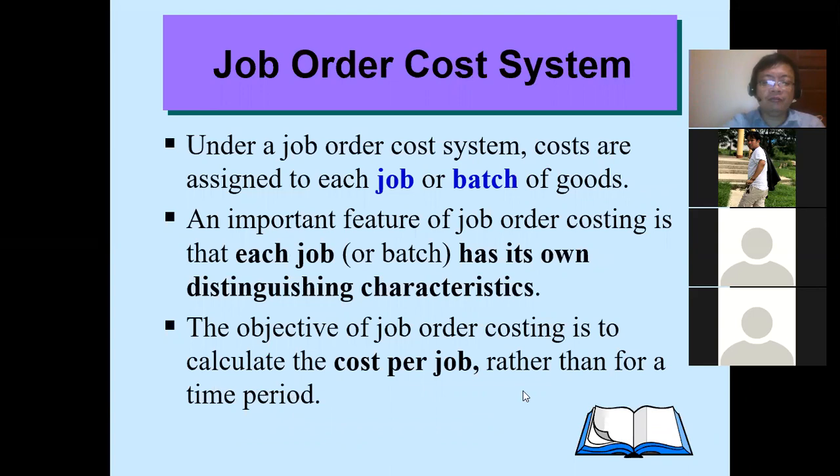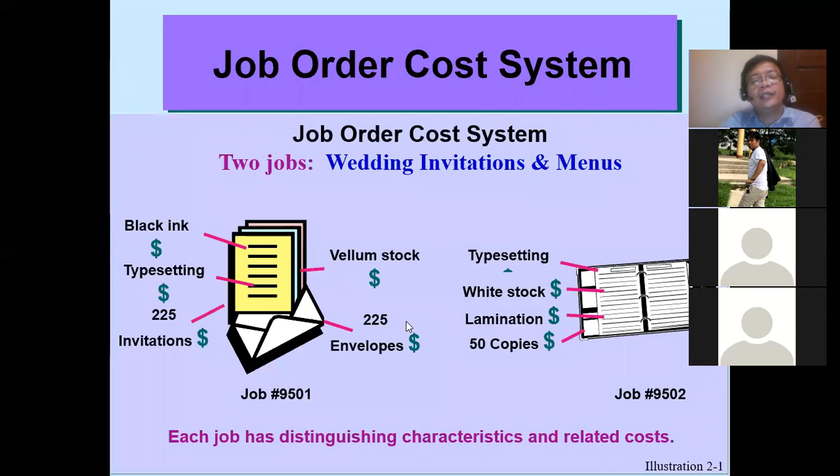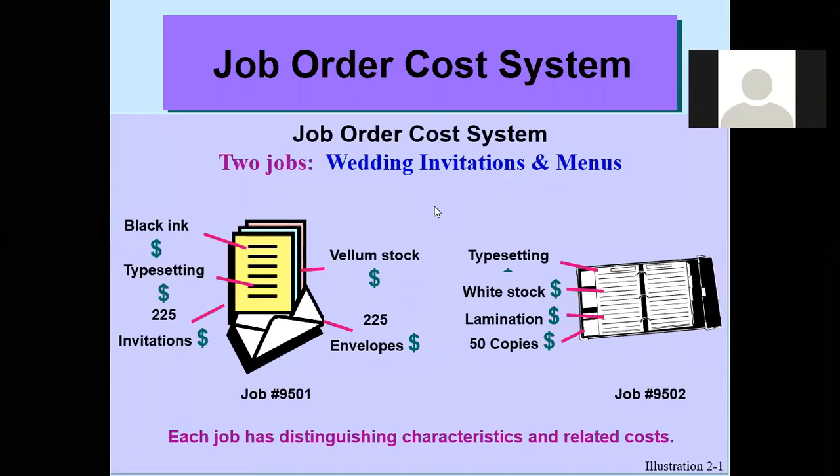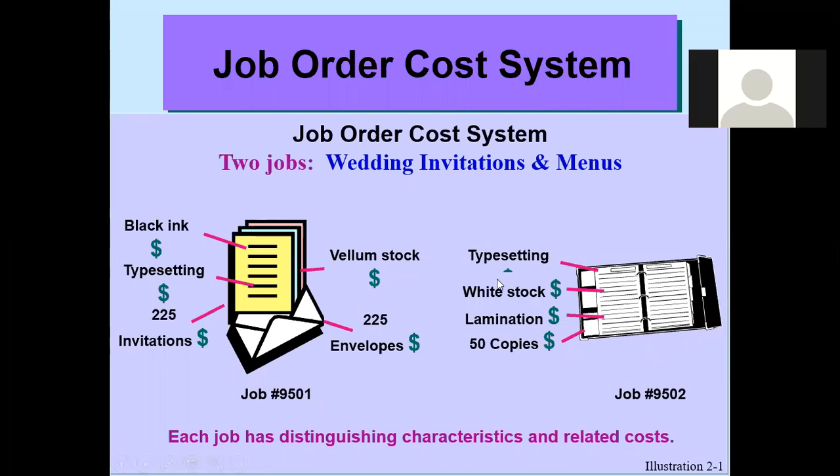Why time period? The time period here is your process costing system. Ayan. All right. For example, this is your wedding invitation and menus. For example, who among you is getting married? Jaime is getting married. Anyway. So you have wedding invitation and menus.